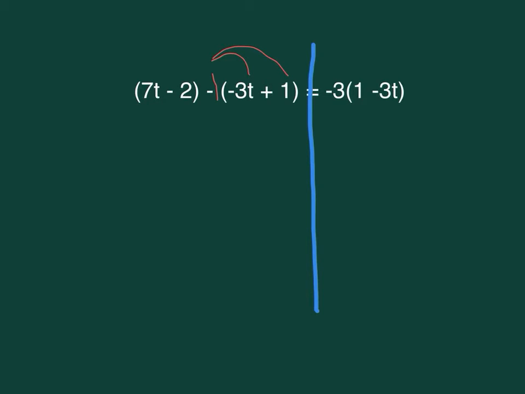So what I'm going to do for starters is simply bring down the first set of parentheses. And then I'm going to distribute everything in the second set of parentheses by -1. So -1 times -3t is actually going to be positive 3t, and -1 times +1 is actually going to be -1. So you could write that as 3t minus 1, or you could write that as 3t plus -1. Either way would be fine.